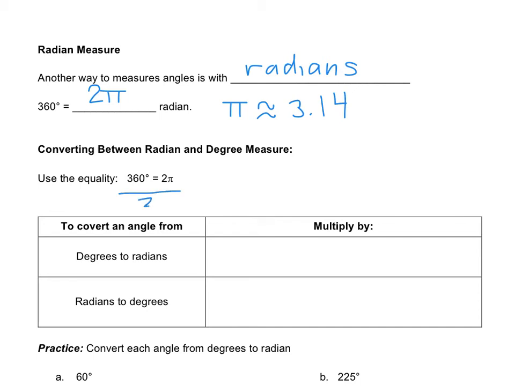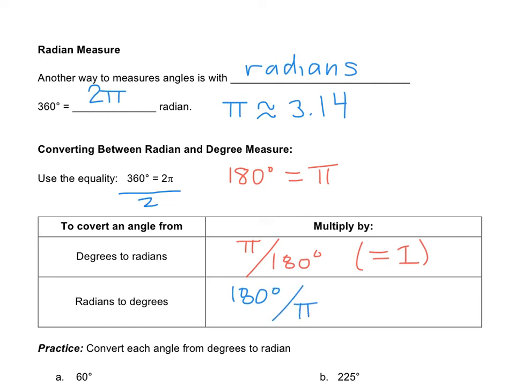To convert between radian and degree measure, we use that equality, 360 degrees equals 2 pi. If we divide both sides by 2, that gives us another equality of 180 degrees equals pi. A lot of times we want to do this conversion. So to convert an angle from degrees to radians, we are going to multiply by pi over 180 degrees. Because those are equal, that pi over 180 is just equal to 1. And if we want to go from radians to degrees, we flip that over. We get 180 over pi. Again, those are equal things, so that ratio is just equal to 1.